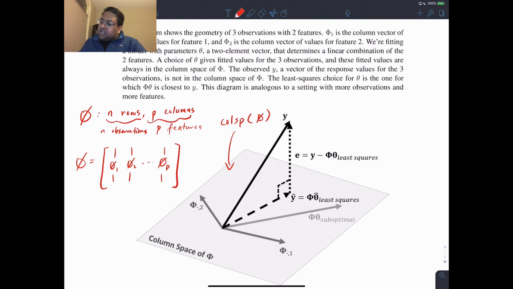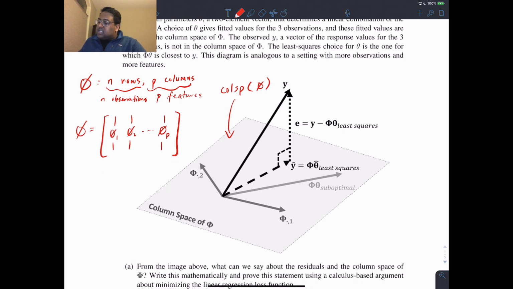What the column space of phi means is it's the set of all possible vectors we can reach when we multiply phi by a vector. So it's the set of all vectors phi times v, where v is just a real vector with p elements. And that's what this plane represents.